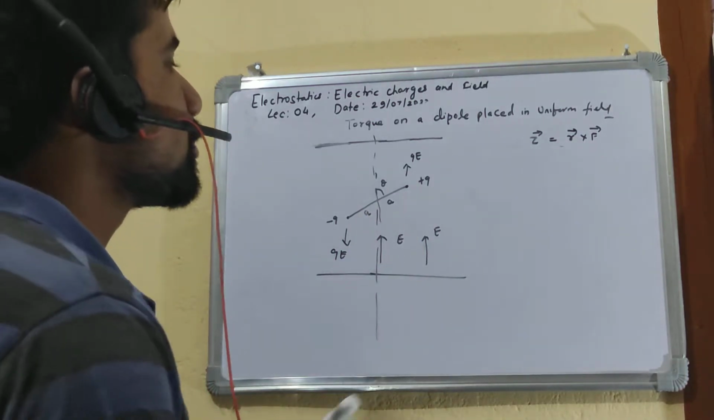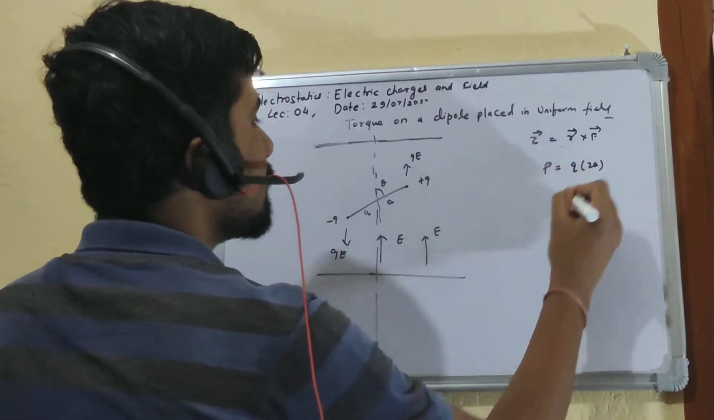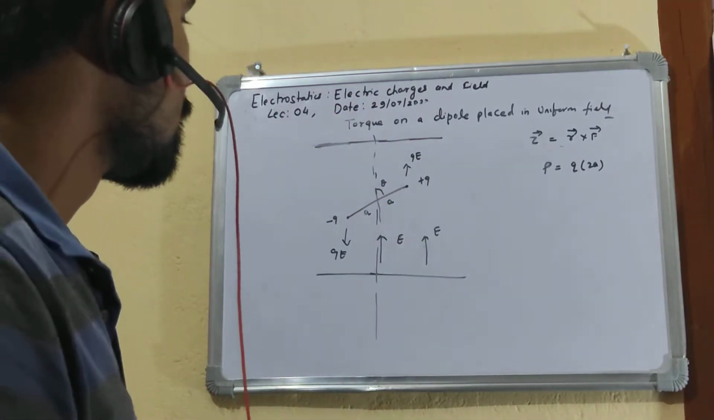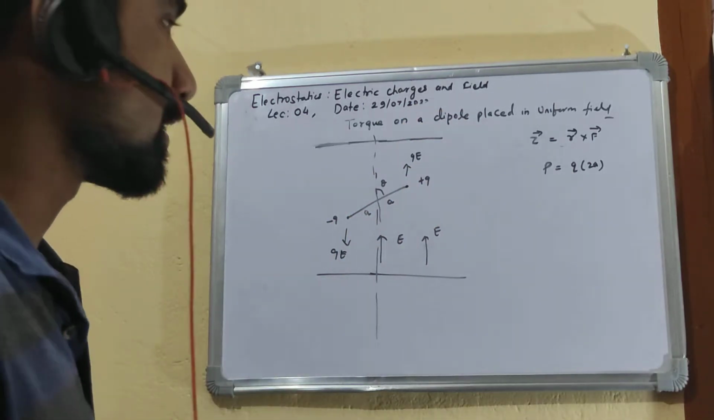So what exactly is the dipole moment of this dipole? It is P equal to Q into 2A. This is the dipole moment, right? Now, with respect to this axis, there are two forces acting. One is QE and one is QE in the downward direction, right?